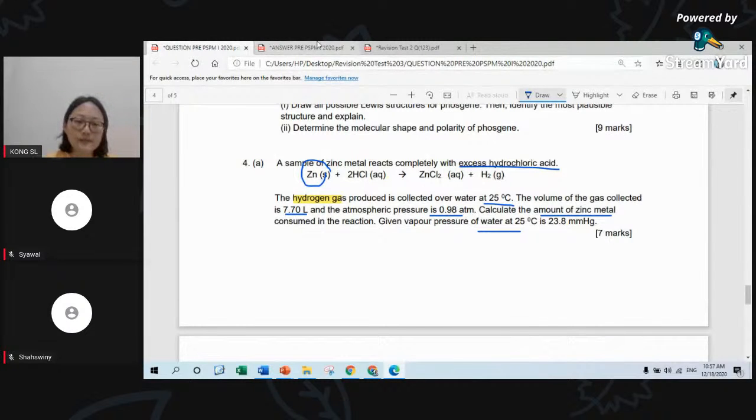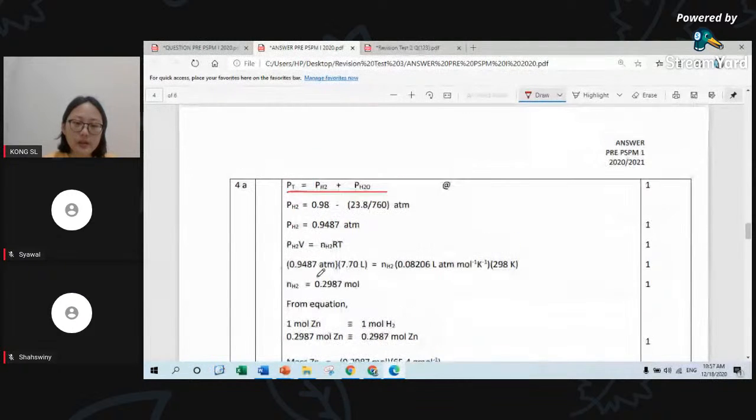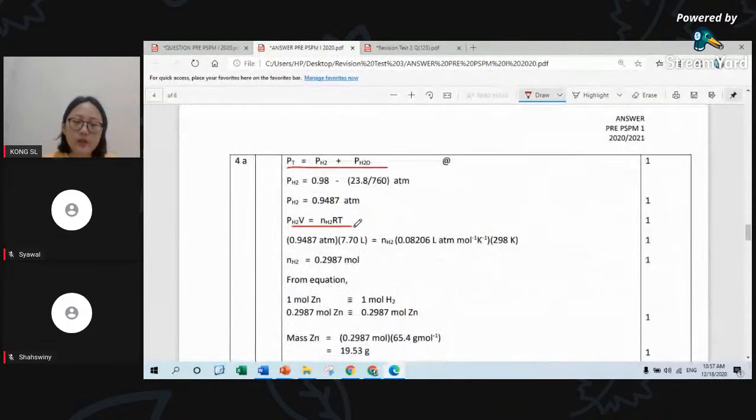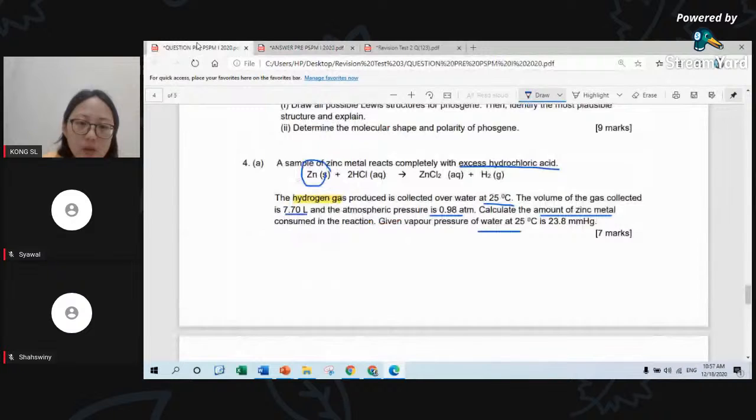Dalton's law, ideal gas equation. And then the ideal gas is focused on hydrogen. It's all about hydrogen. Here, I think there is not much to discuss for this part. After that, find the moles of hydrogen, then stoichiometry comparison. So even though the equation is given, you must double check whether it is balanced.